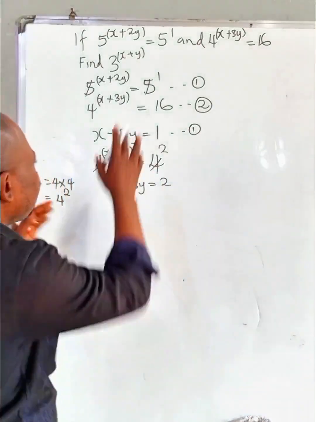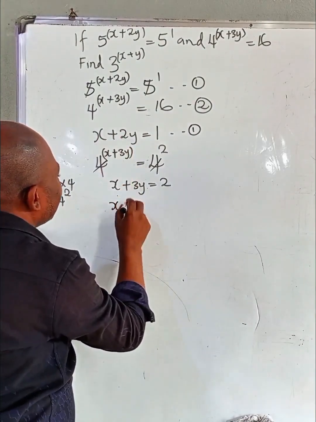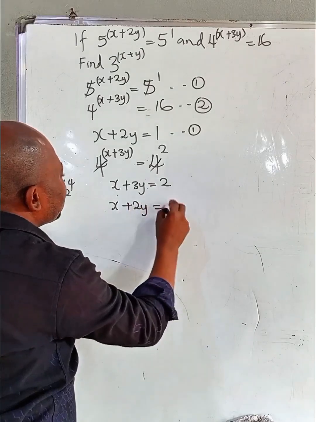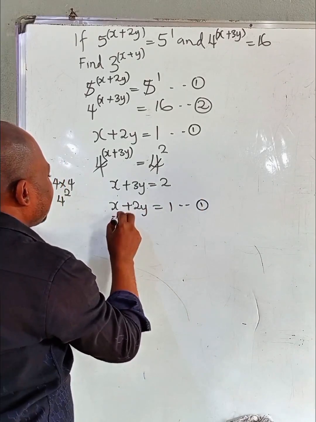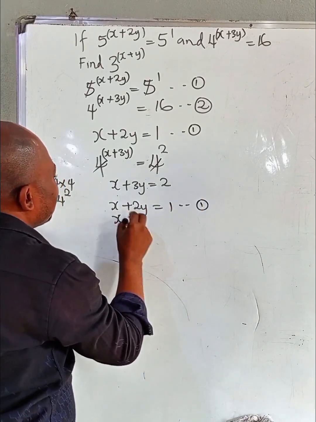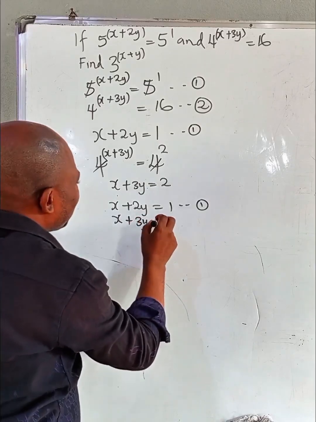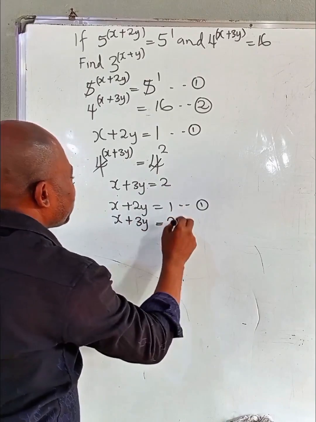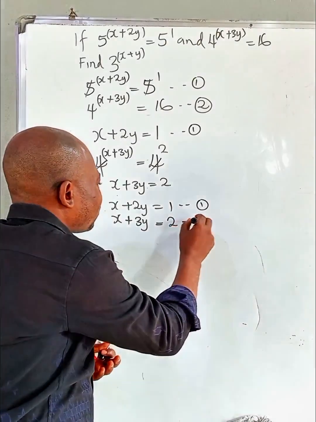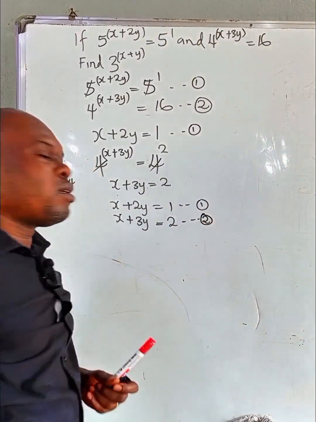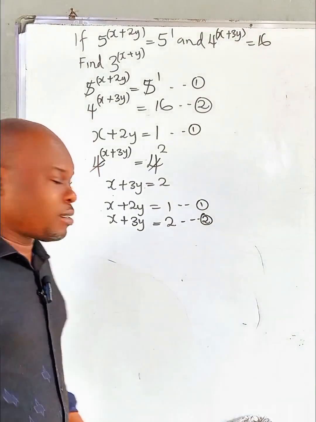Putting them together now, we have equation 1: x + 2y = 1. Then equation 2: x + 3y = 2. At this point, we're going to be using the elimination method.